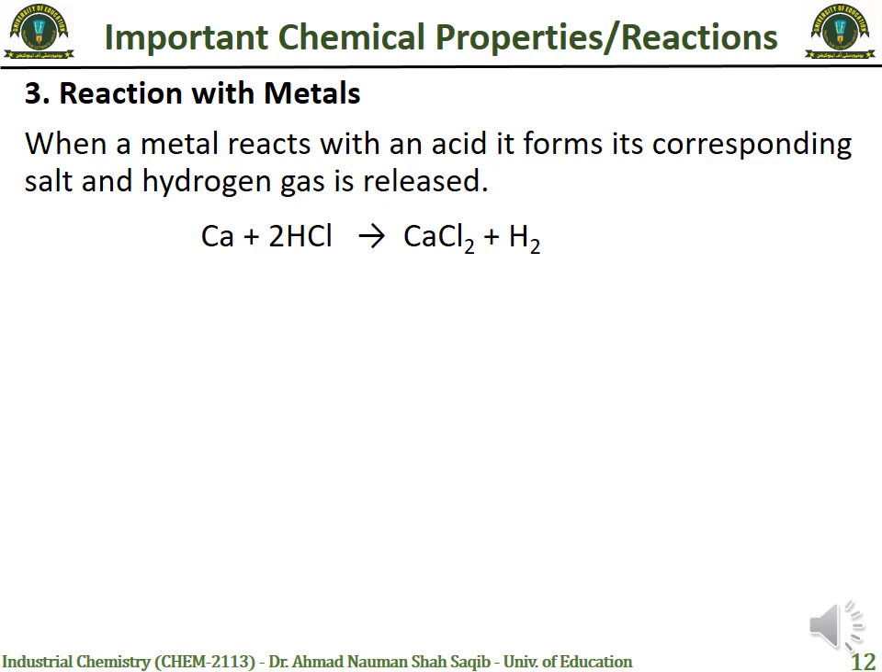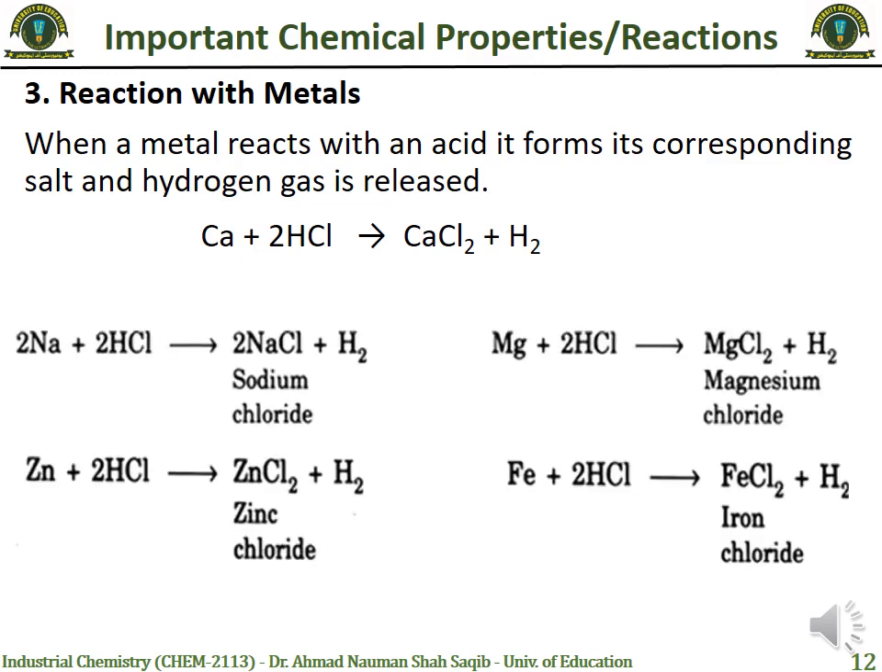So let's see another example. Similar to calcium, when hydrochloric acid reacts with sodium, it forms sodium chloride and a release of hydrogen gas. Similarly, the formation of magnesium chloride is observed when HCl is treated with magnesium metal, and it also produces hydrogen gas. Reaction of zinc with hydrogen chloride results in zinc chloride plus hydrogen gas. Another example is the reaction of iron metal with hydrochloric acid, which produces iron chloride, FeCl2, besides the release of hydrogen gas.